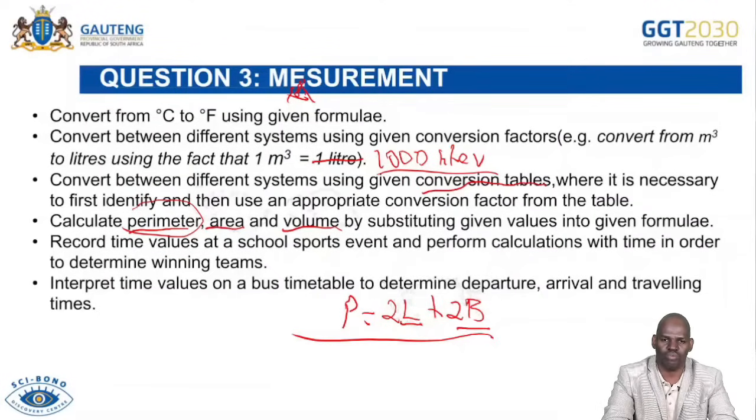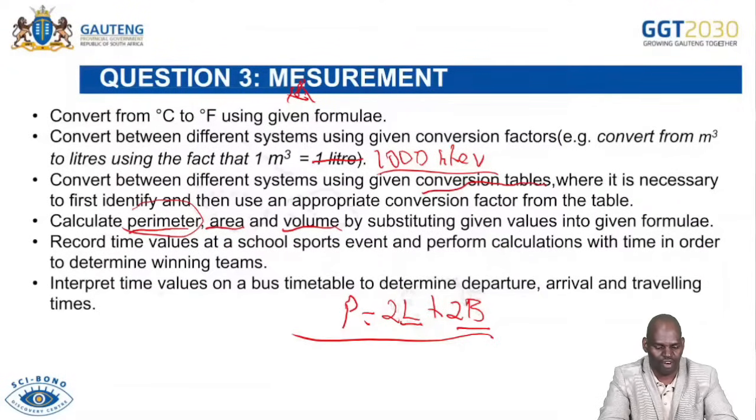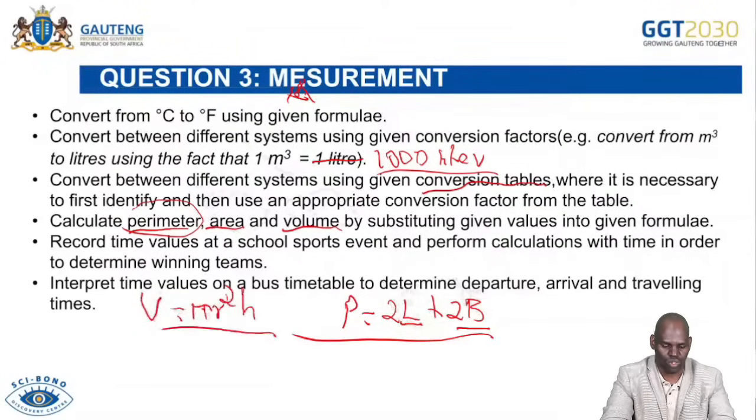And then the same thing with volume. If you have to calculate the volume of, for instance, a cylinder, which is pi r squared h, you just have to make sure that the radius and the height are in the same unit. If they say the volume must be in meters cubed, make sure that the radius and the height are in meters. If they say centimeters cubed, make sure that the radius and the height are in centimeters. If they say millimeters cubed, make sure that the radius and the height are in millimeters.